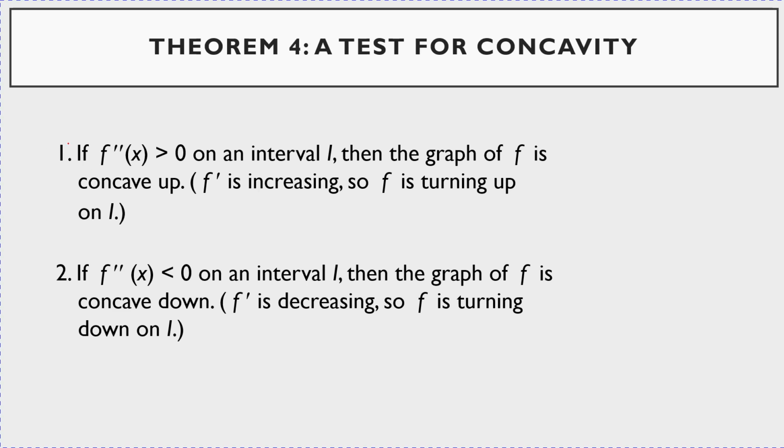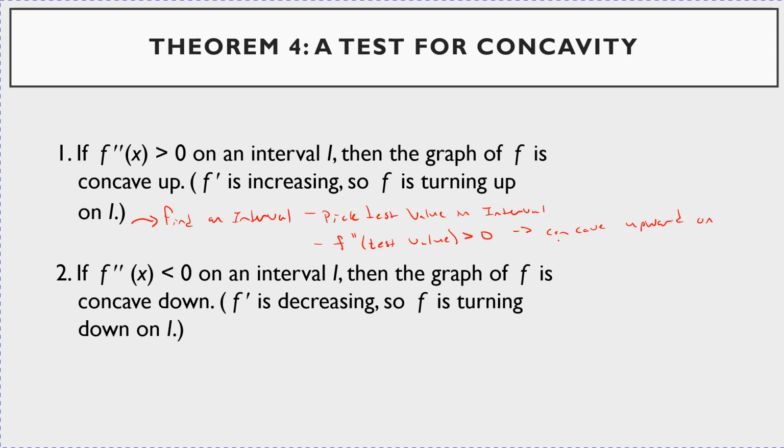This is just like what we do when we find the intervals for increasing and decreasing. We're going to find an interval and pick a test value in the interval. Then if f double prime of the test value is positive, so greater than 0, it's concave upward on that interval. I'm going to do an example of all this.